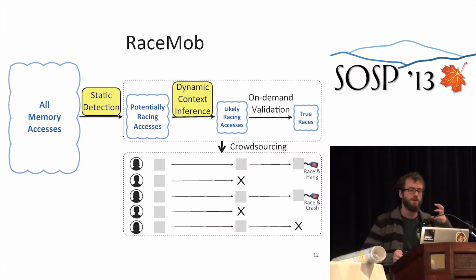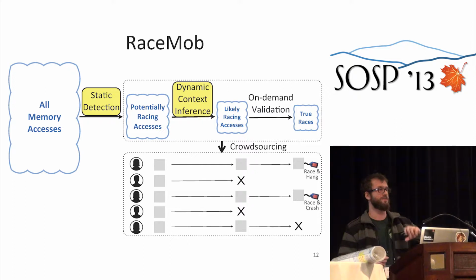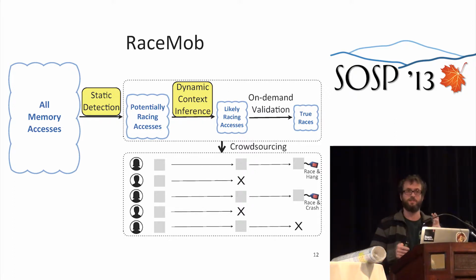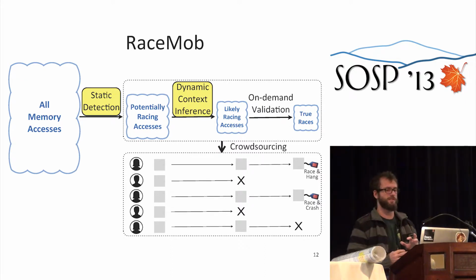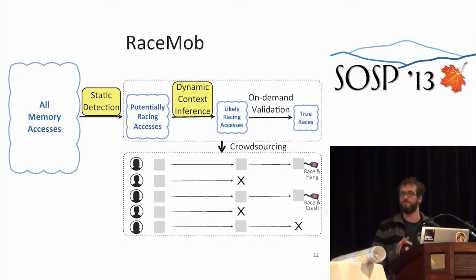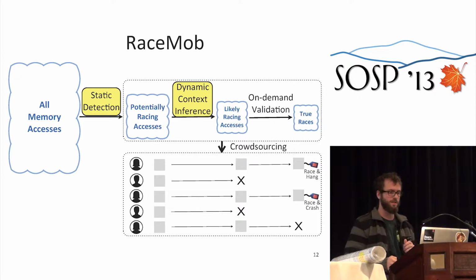Now that we've seen how RaceMob narrows the set of all memory accesses to those that are potentially racing through static detection, let's have a look at how it further narrows down the set to likely racing accesses through dynamic context inference.